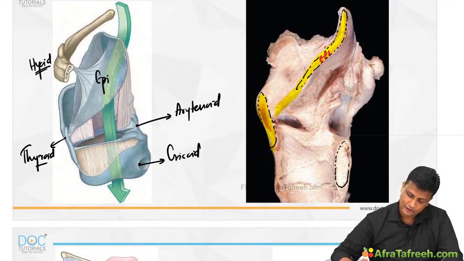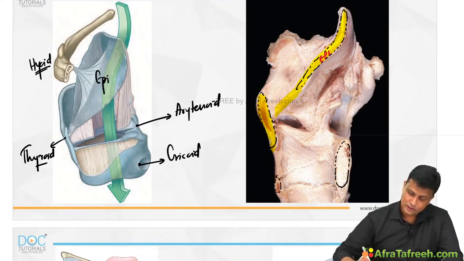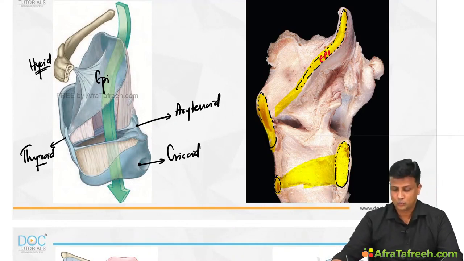cricoid cartilage, and that is the lamina of the cricoid cartilage, and it is going to take a turn, and you can see on the other side the arch of that one. So this one here will be the lamina of the cricoid cartilage, and there will be the arch there, guys. So basically this one here will be the cricoid cartilage below.